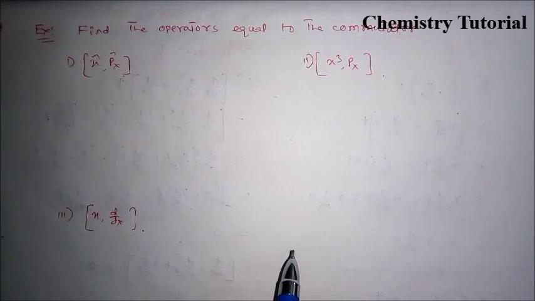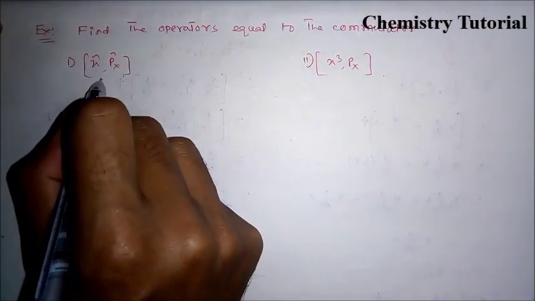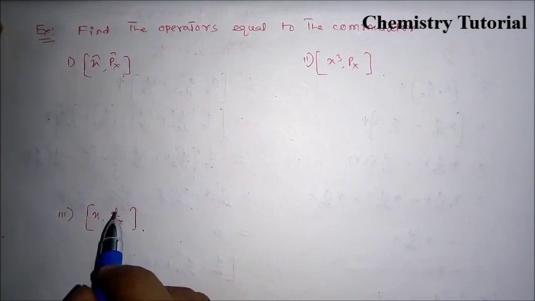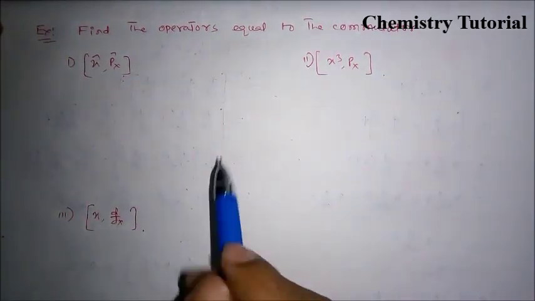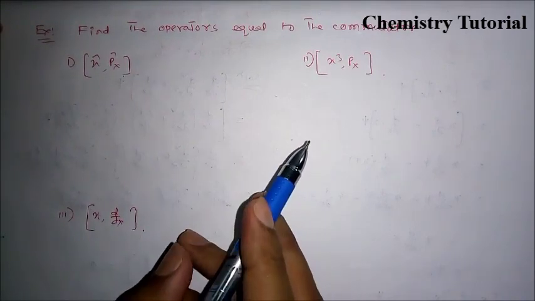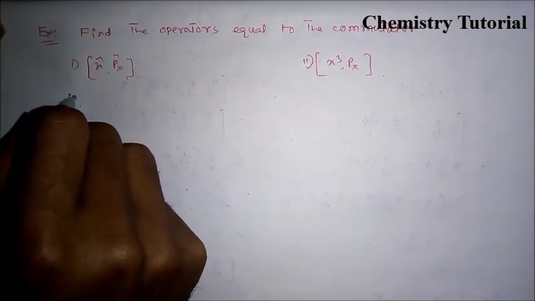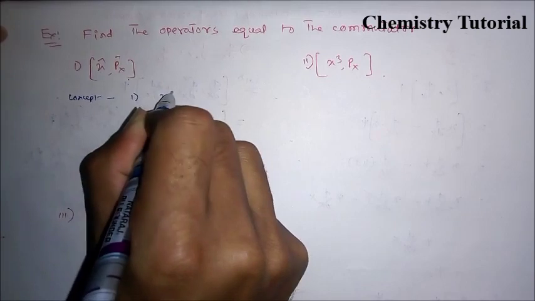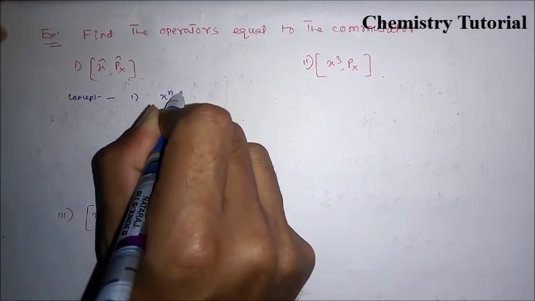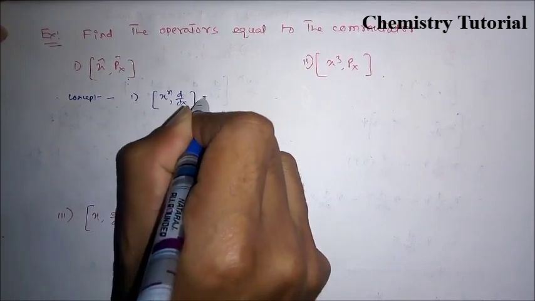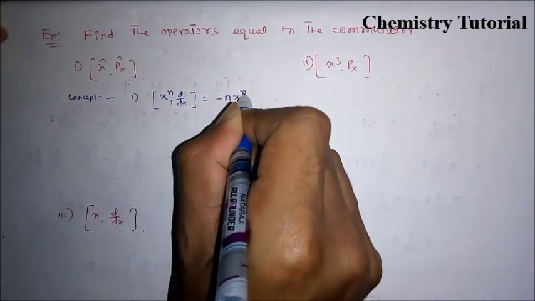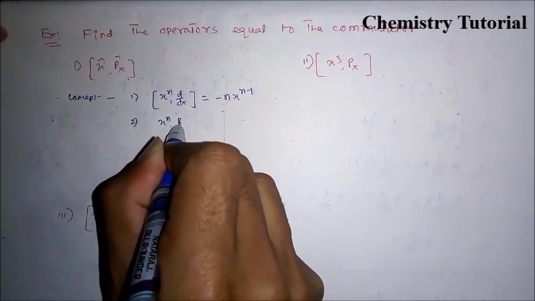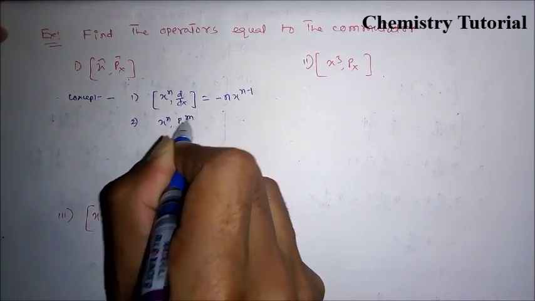Again, we have taken another problem, and in this problem three commutators are given and we are supposed to find out the operators of these commutators. To solve these three problems, we have to know two standard results from commutator algebra, two concepts we should know. One is the commutator of x to the power n and d/dx, which is equal to minus n x to the power n minus 1, and the second is the commutator of x to the power n and p_x to the power m.